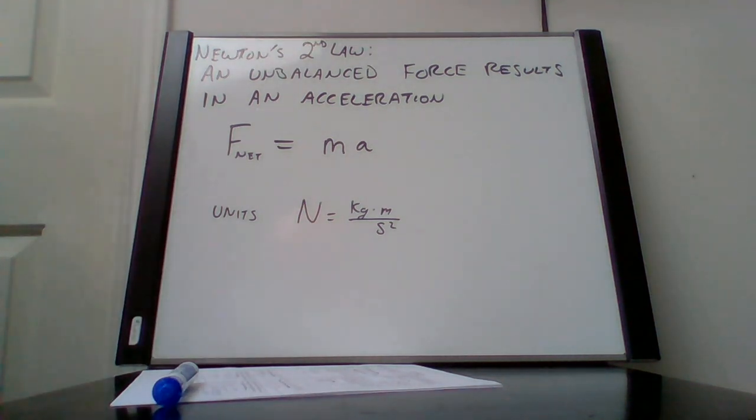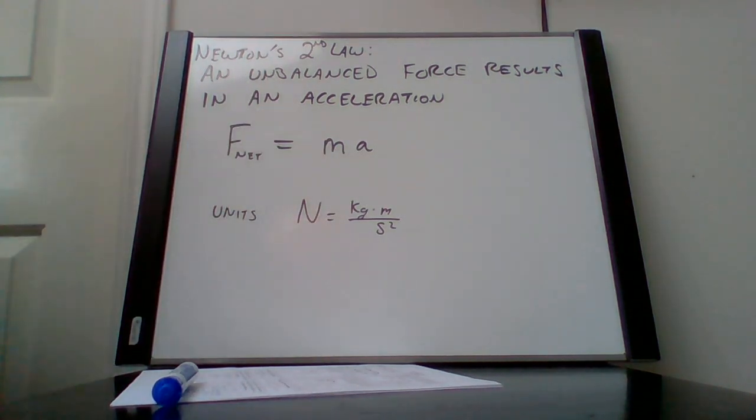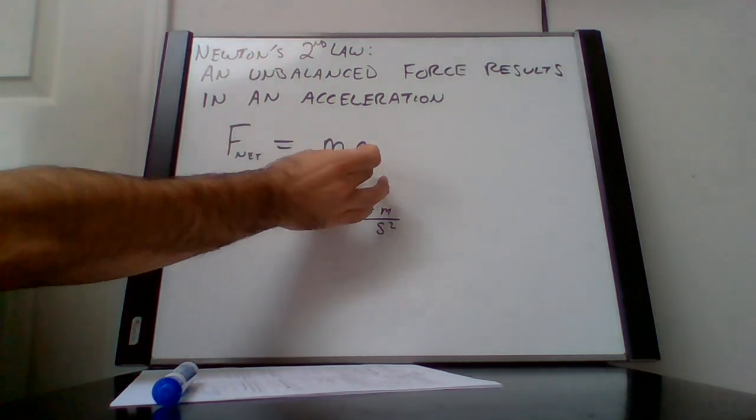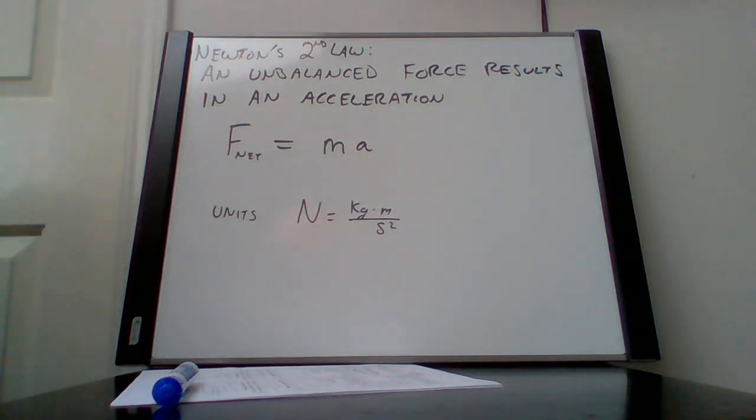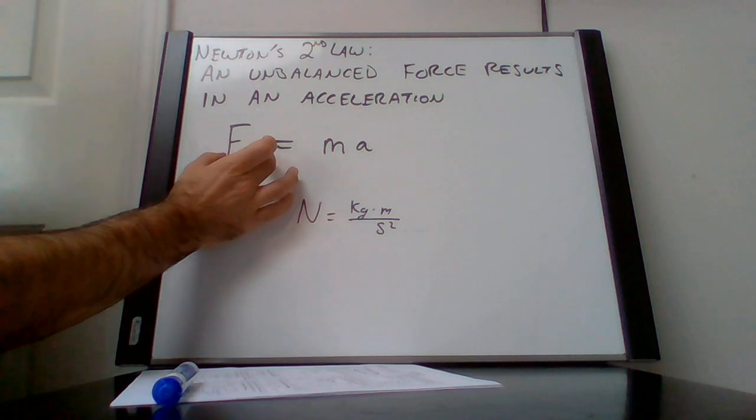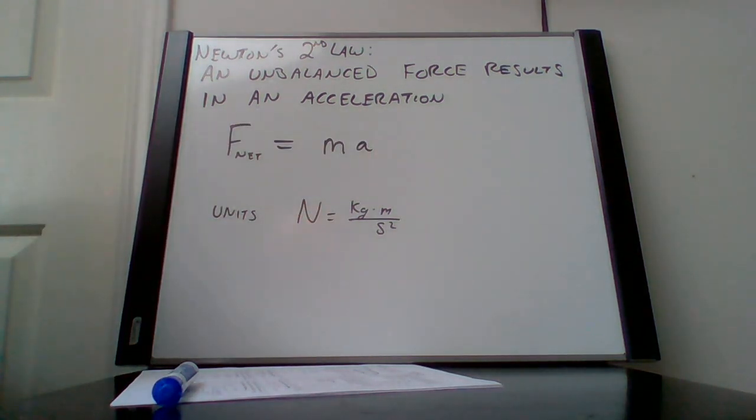that an unbalanced force results in an acceleration. Okay, so we use this unbalanced force. We're going to state that as this F net, right? The net force equals our mass times acceleration, right? So if we have an acceleration on our mass, then we have to have some sort of a net force. Or if we have a net force, then we've got to have some sort of acceleration on that mass.